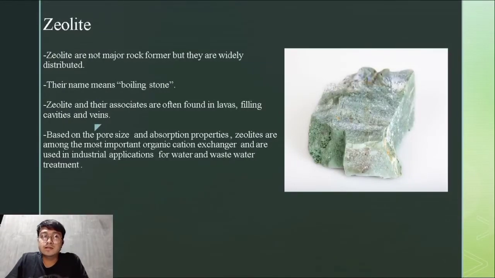And the last is zeolite. Zeolites are not major rock formers, but they are widely distributed. Their name means boiling stone. Zeolites and their associates are often found in lavas, filling cavities and veins. Based on pore size and absorption property, zeolites are among the most important organic cation exchangers and are used in industrial applications for water and wastewater treatment.